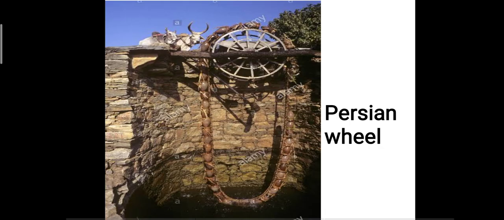Second, children, is Persian wheel. So in this method, animals like camels and buffaloes are used for lifting water from the well. So as you can see, there is a wheel also, and there you can also see oxen. So the animals will take out water from the well. So this is Persian wheel method.